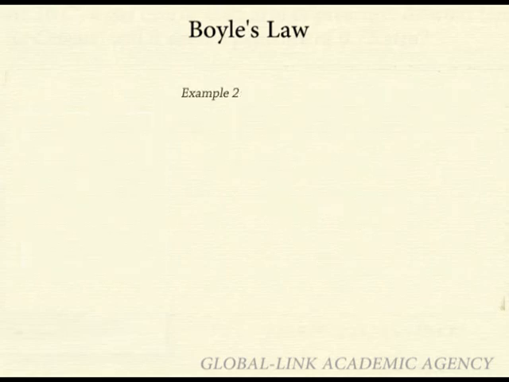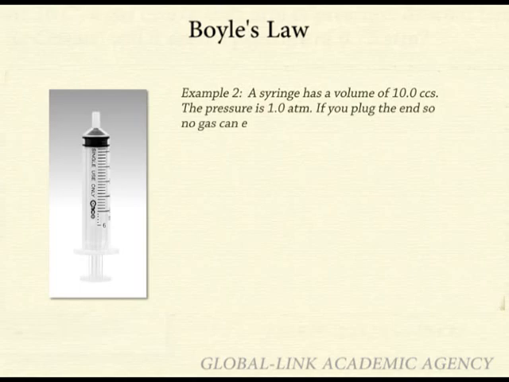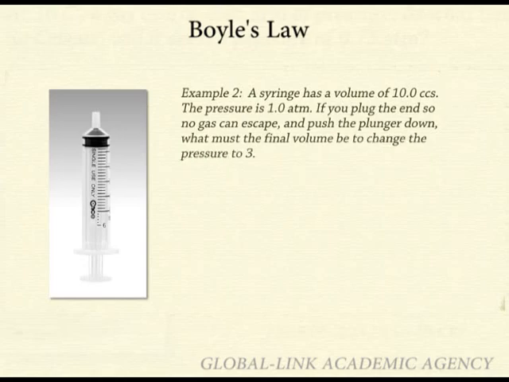Another example. A syringe has a volume of 10.0 centimeters cubed. The pressure is 1 atmosphere. If you plug the end so that no gas can escape and push the plunger down, what must the final volume be to change the pressure to 3.5 atmospheres?